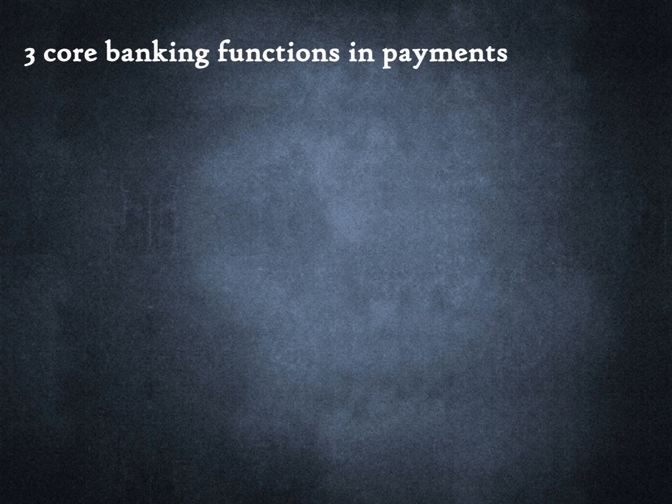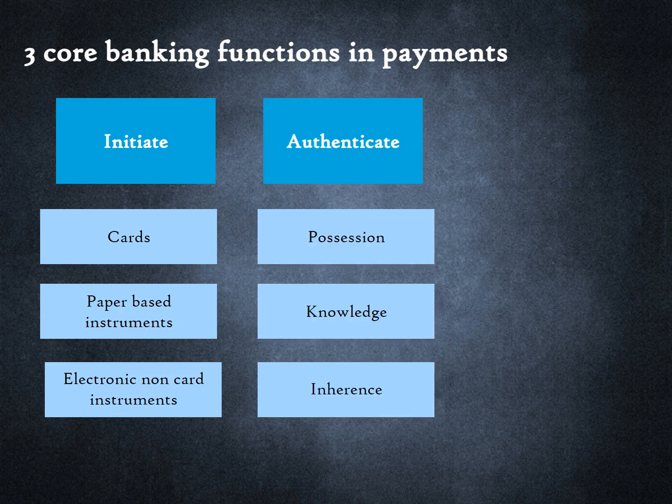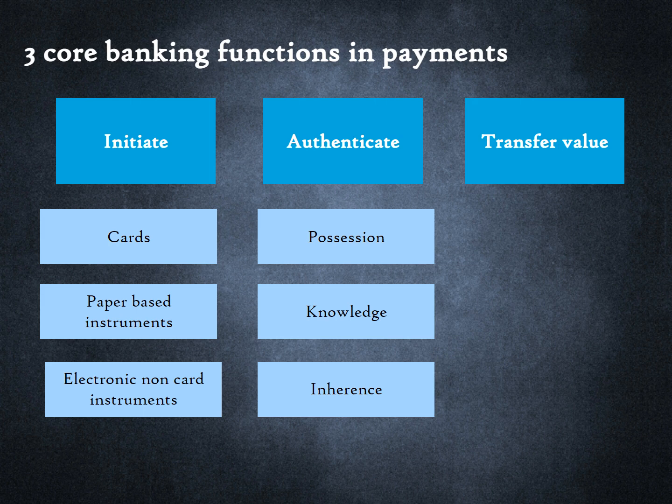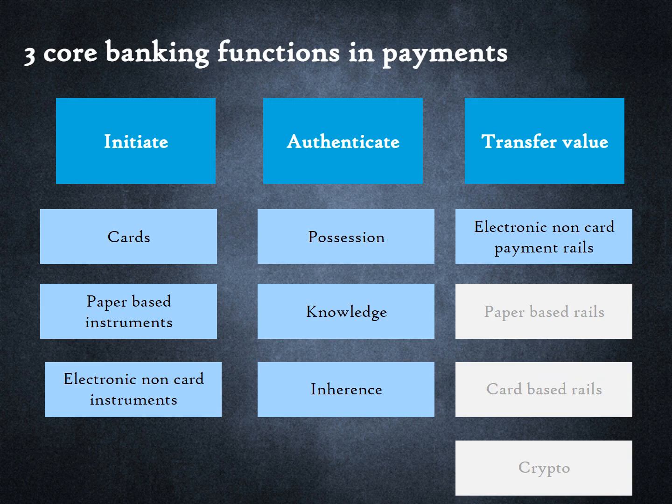In this lesson, we learnt that banks perform three functions in payments. First, they facilitate payment initiation through various card, paper, and electronic instruments. Second, they enable secure transfer of value through authentication mechanisms based on possession, knowledge, and inherence. Finally, banks provide payers access to payment rails. In this lesson, we covered electronic non-card-based payment rails. In the next lesson, we will cover the other payment rails. But before that, review the summing up section of this lesson.